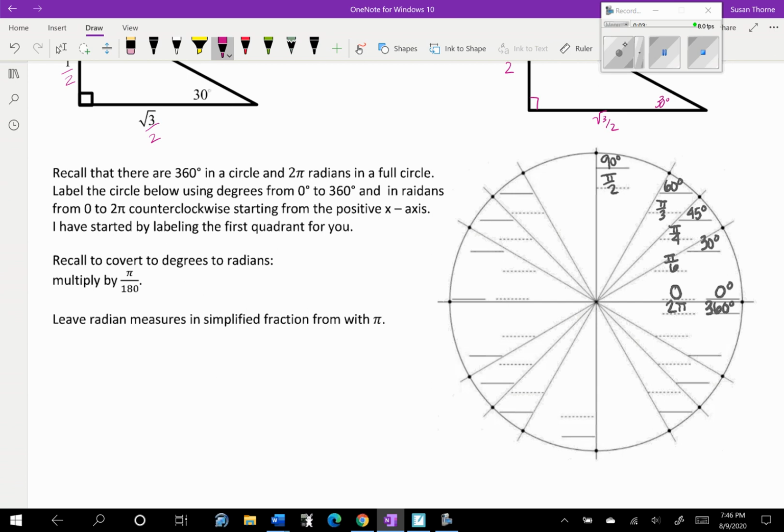Recall to convert degrees to radians, you can multiply by pi over 180, and remember to always leave your radian measures in simplified fraction form with pi.